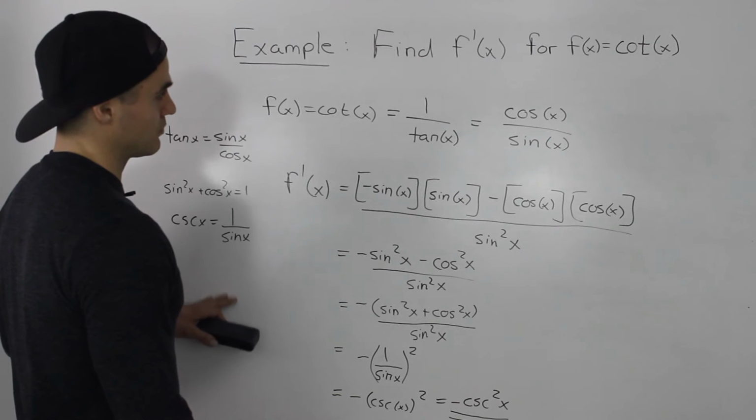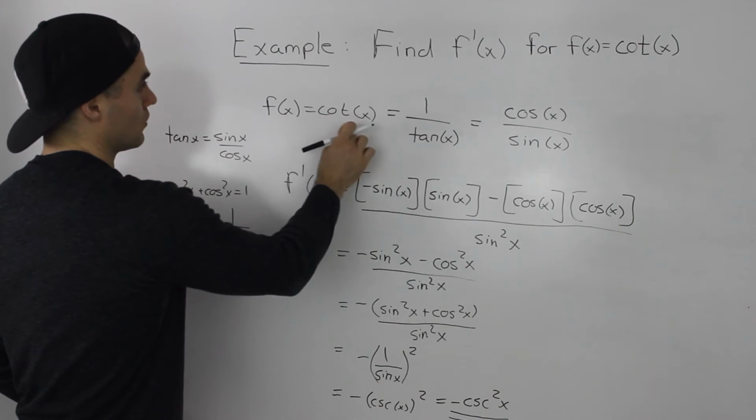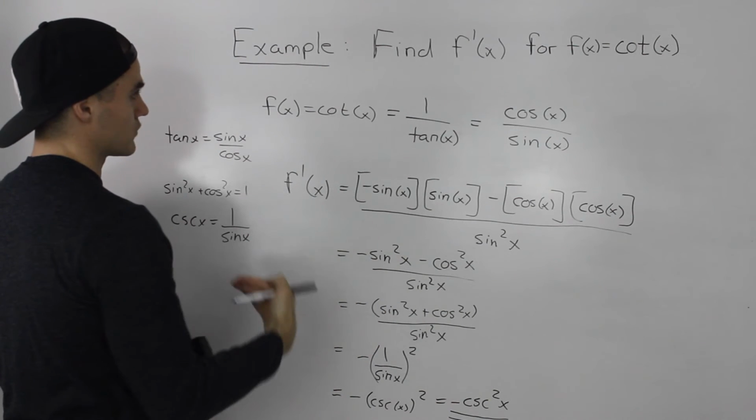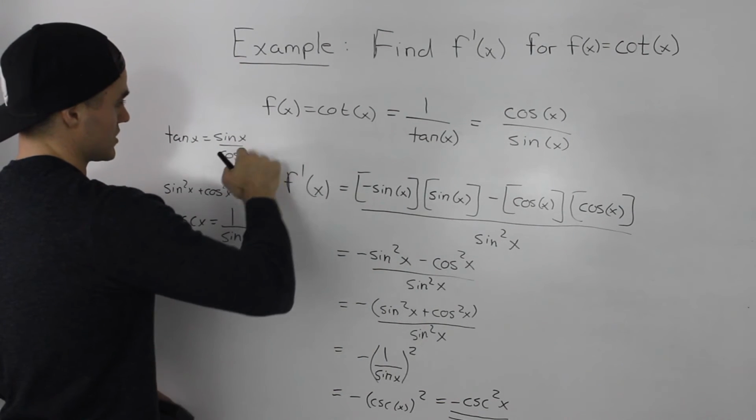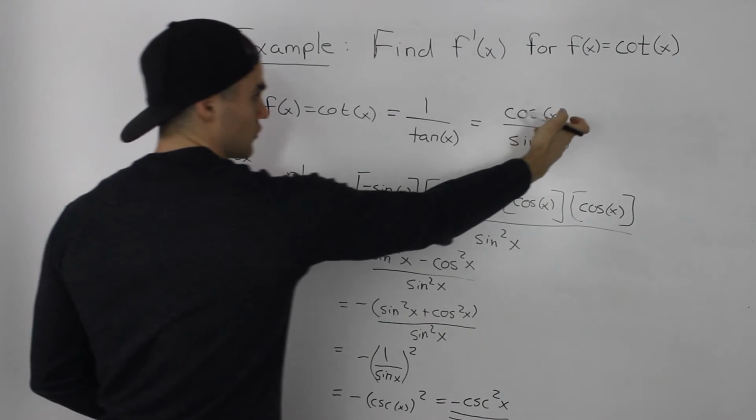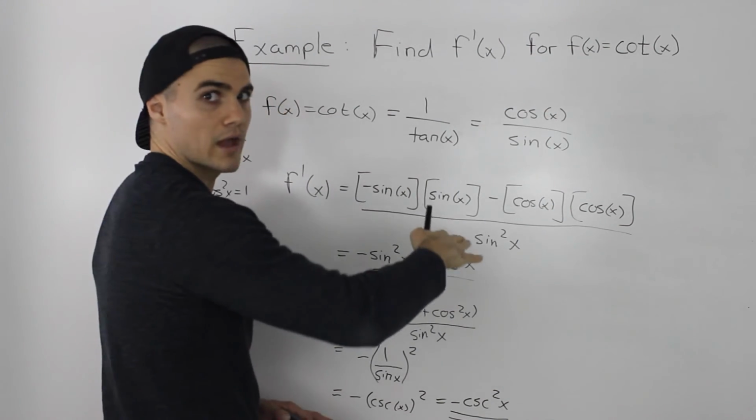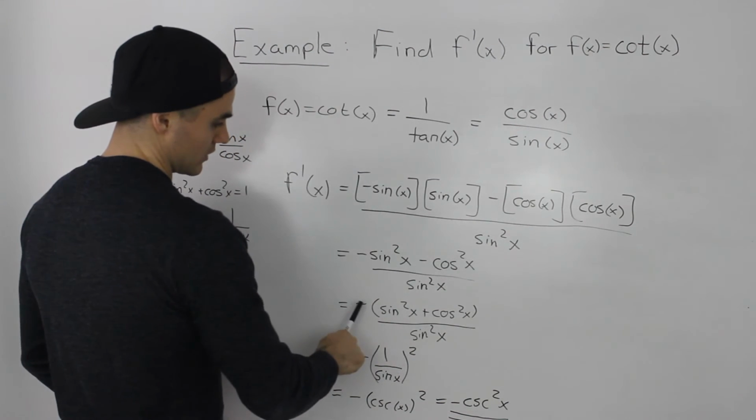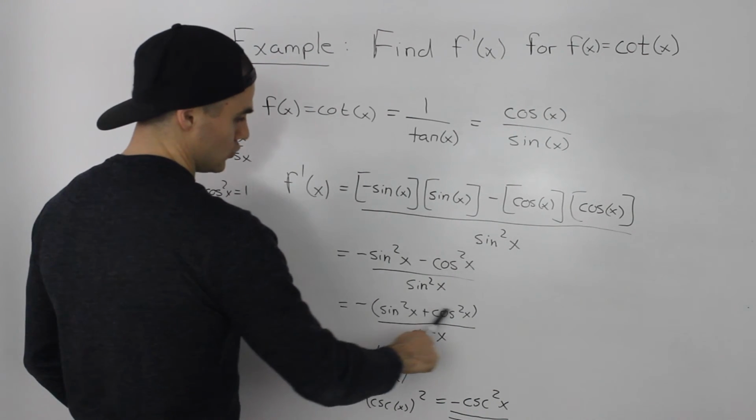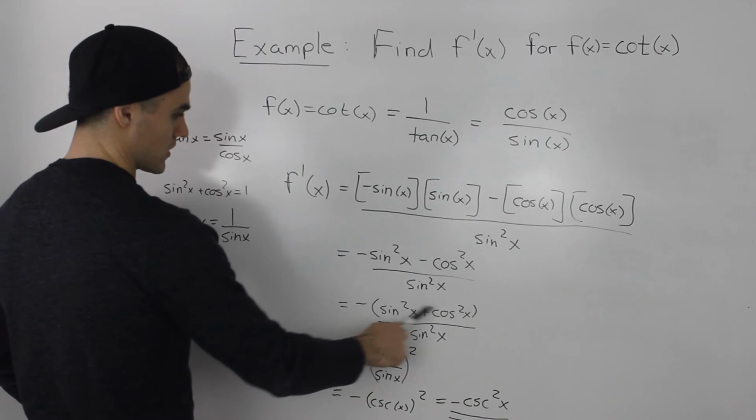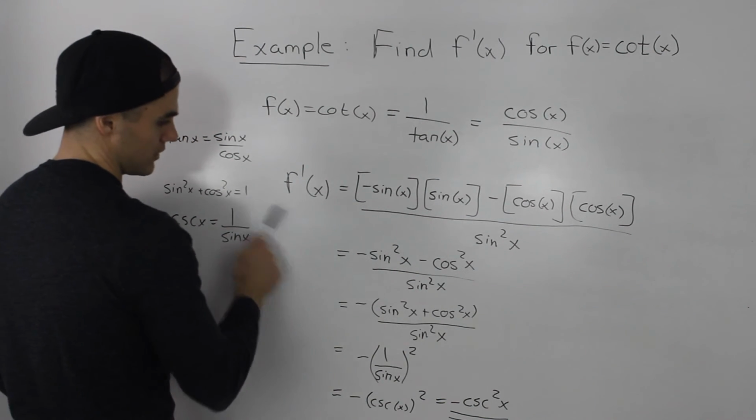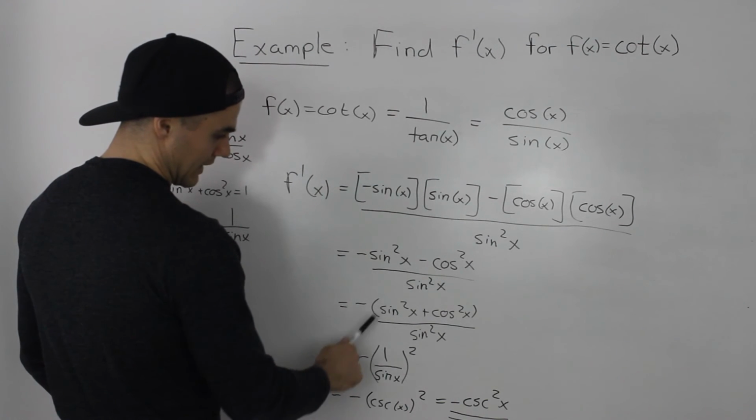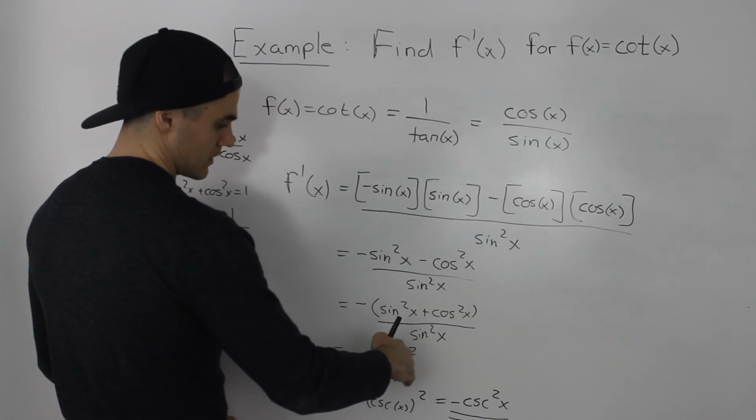So let's do a little recap of what we did. We rewrote cotangent x as 1 over tan x, and then 1 over tan x is just the reciprocal of sine over cos, so it's cos over sine. Then we applied the quotient rule. We got to this point, factored out a negative 1, and then in the numerator we had sine squared x plus cos squared x, and that's equal to 1 by a trig identity. So we end up having negative 1 over sine squared x.